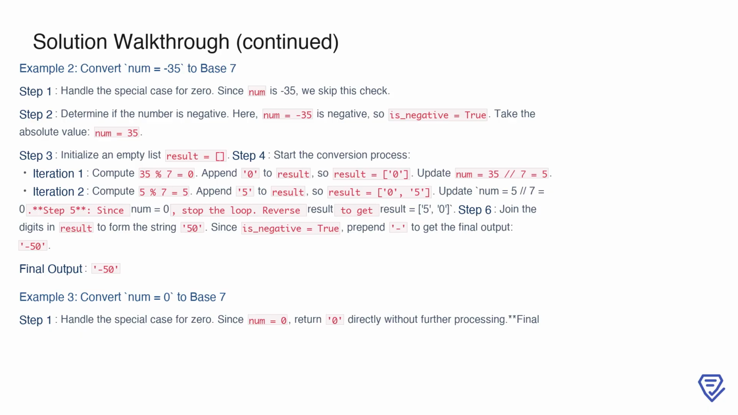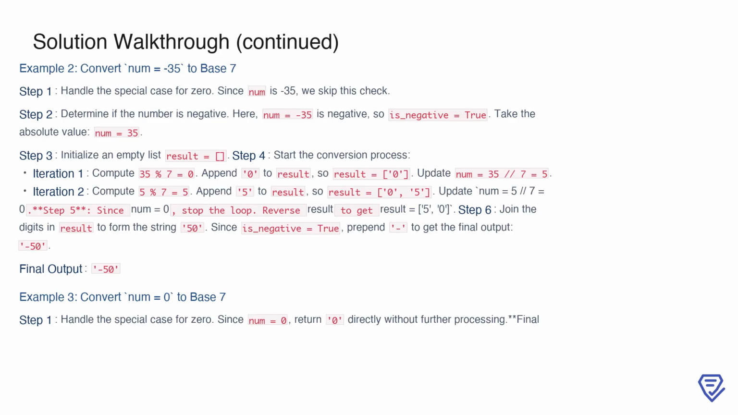We reverse the result list to get the digits in the correct order, resulting in 5, 0. Then, we join these digits into the string 50. Since is_negative is true, we prepend a negative sign, making the final output -50. Therefore, the base 7 representation of -35 is -50.